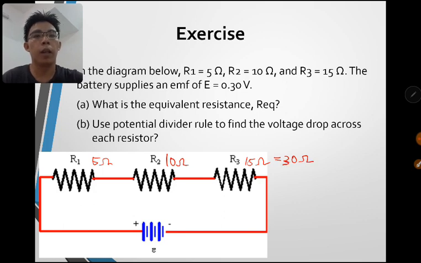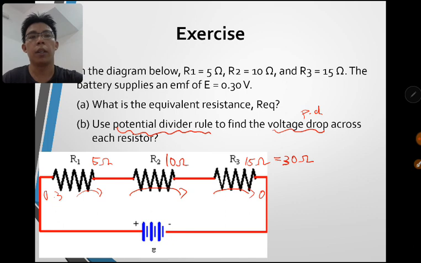Okay. Use the potential divider rule, the equation that you learned just now, to find the voltage drop across each resistor. Voltage drop also means potential difference, because the voltage will drop as it goes. So let's say here 0.3. It will drop to a lower value, then drop to a lower value, then it drops to 0. Okay, so we're going to find out the potential drop, which is the potential difference also.